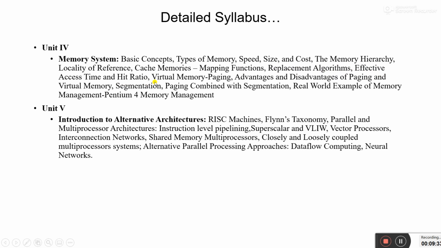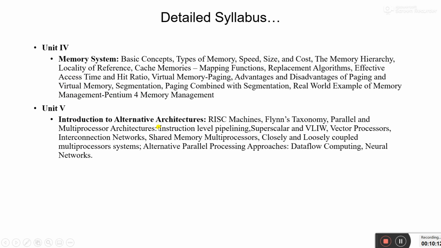Then effective access time and hit ratio, virtual memory, paging, the advantages and disadvantages of paging and virtual memory, and segmentation, because when we have a large memory we have to segment it into different domains. We will also see paging combined with segmentation, and different types of paging. Then a real-world example of memory management: the Pentium 4 processor and how it works with memory management algorithms. So we will learn about these things in unit 4.